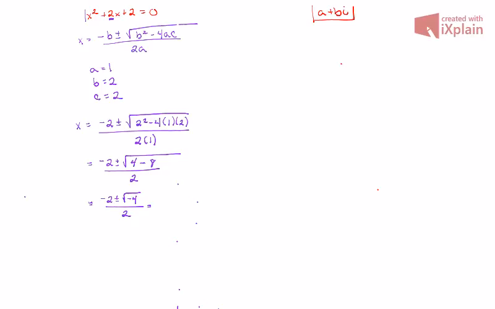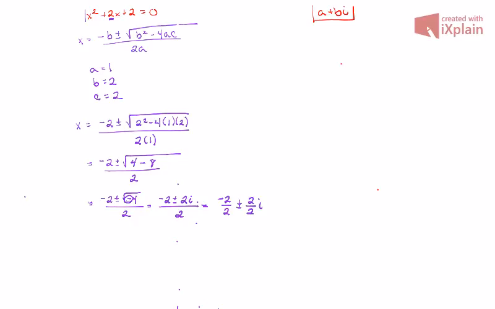Now we'll clean up what's inside the radical. So we have negative 2 plus or minus. Well, I know the square root of 4 is 2, but since you have that negative in there, if I pull that out, it will become the imaginary number i, and this is all over 2. Let's break it out of that shorthand. So we'll have negative 2 over 2 plus or minus 2 over 2i.